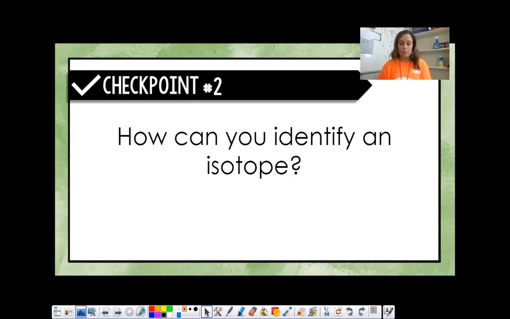What I want you to remember is atoms make up everything. Atoms are the smallest, most basic units of matter, and they have 3 subatomic particles: that positive proton, that neutral neutron, and a negative electron.